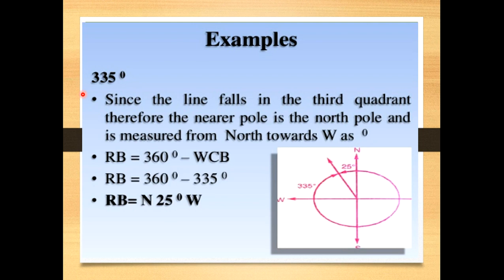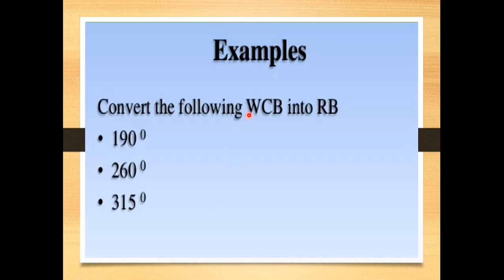Then next is the 335 degree. Since the line falls in the third quadrant, the nearer pole is north pole, and it is measured from north towards west in degrees. So RB is calculated by the formula 360 minus WCB. So RB is equal to 360 minus 335 degree, so RB is equal to N 25 degree W. So you can try to solve it.